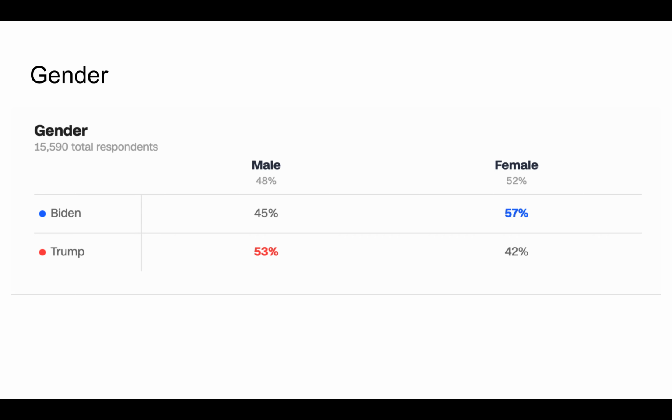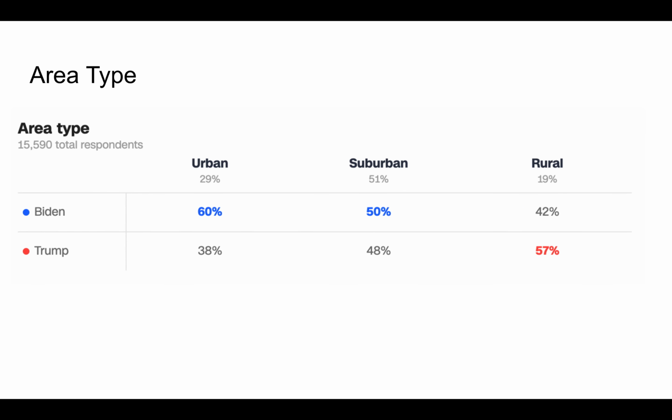Now, why is it the case that male voters typically prefer more Republican candidates, and females typically prefer Democratic candidates? Again, it's about equality. Typically, more progressive candidates are more for things like equality, such as women being able to vote and things like that. Thus, Mr. Biden did win the female vote, while Mr. Trump did win the male vote. Now, the area type.